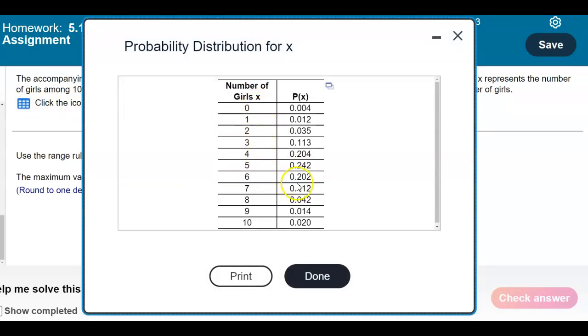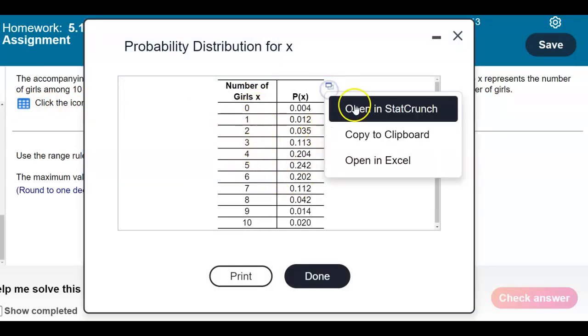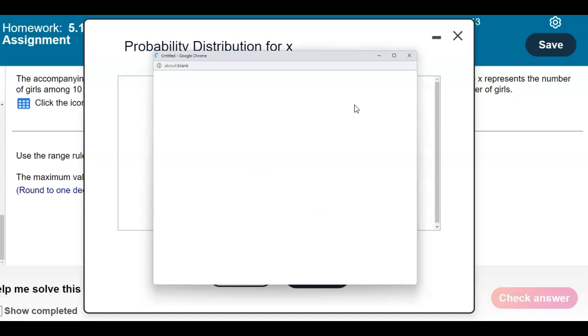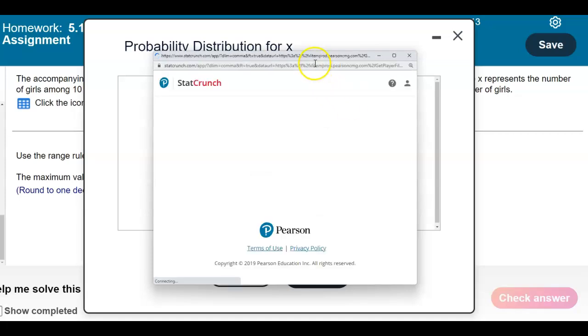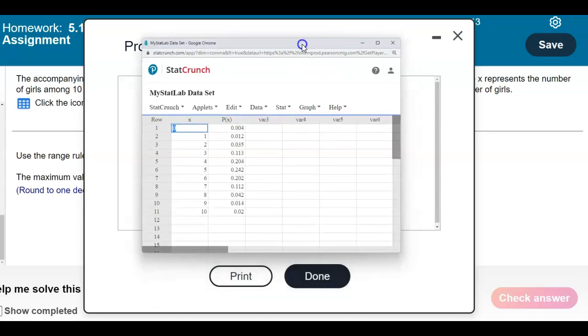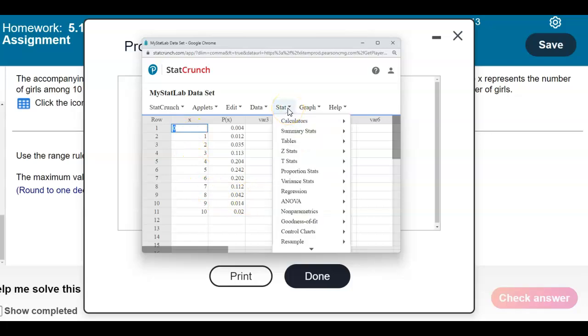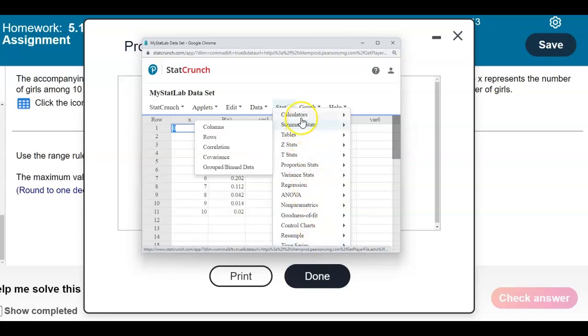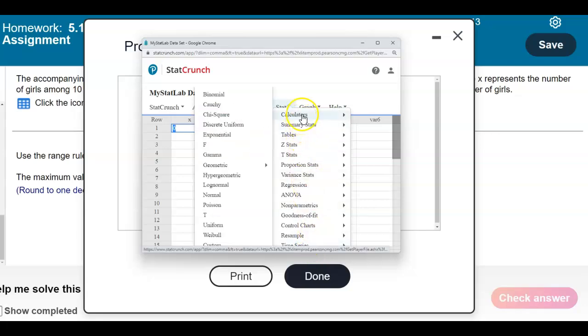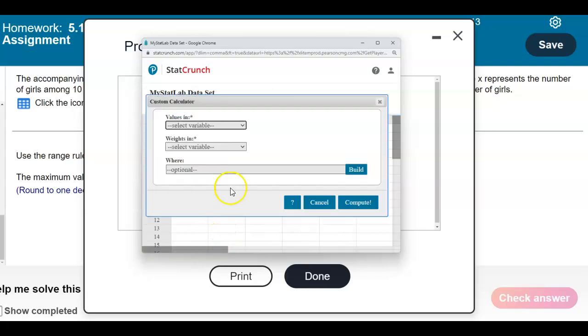So here is our table. So let's open this up into StatCrunch. And now what we want to do is, we have a lot of data here, so we want to be able to find the mean and the standard deviation of this. So we're going to go to Stat, and then we're going to scroll all the way down to Stat Calculators, and then go all the way down to where it says Custom.